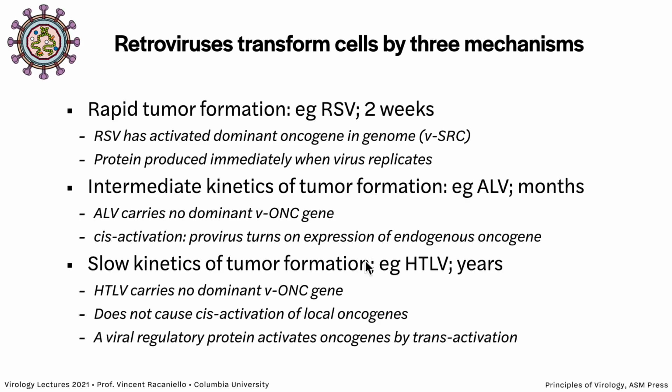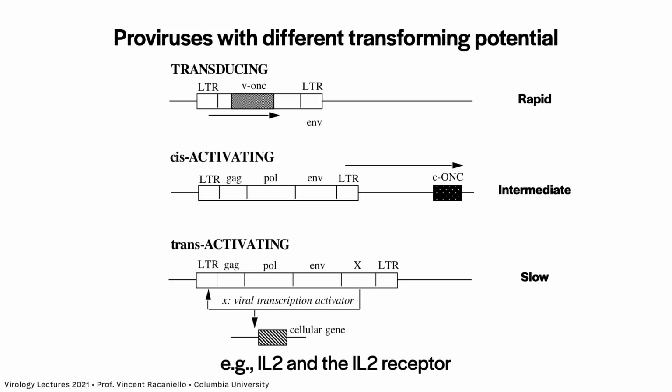And finally, we have viruses that take years to cause tumors, like HTLV, human T cell lymphotropic virus. They don't have an oncogene in them. They don't cause cis-activation of local oncogenes, but what they do, these genomes encode regulatory proteins that activate oncogenes by transactivation. So three mechanisms for transforming cells. We've talked mainly about Rous rapid, but I want you to know that there are two others that were subsequently learned or understood by studying other retroviruses.